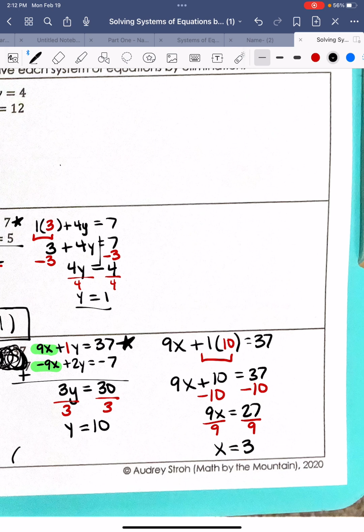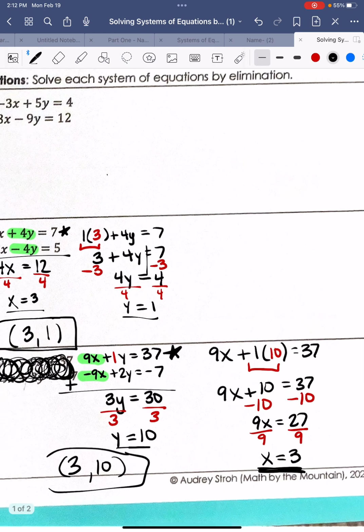So now you got to think about your coordinate point. Remember, it is x, comma, y. So please don't put the 10 first on accident just because you solved for it first. You said x equals 3. So put that number first, and then comma your y value, which is 10.